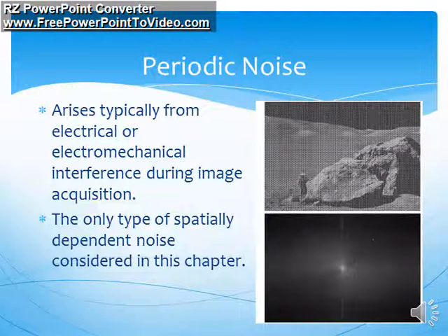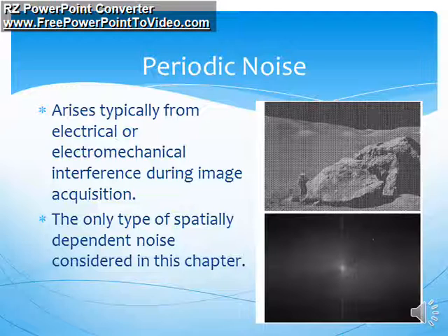Now some examples have been given here. So this is nothing but the periodic noise. This periodic noise arises typically from electrical or electromechanical interference during the image acquisition. That means when the image is being captured or acquired, if there are some issues related to either electrical or electromagnetic interference, this type of periodic noise may occur.